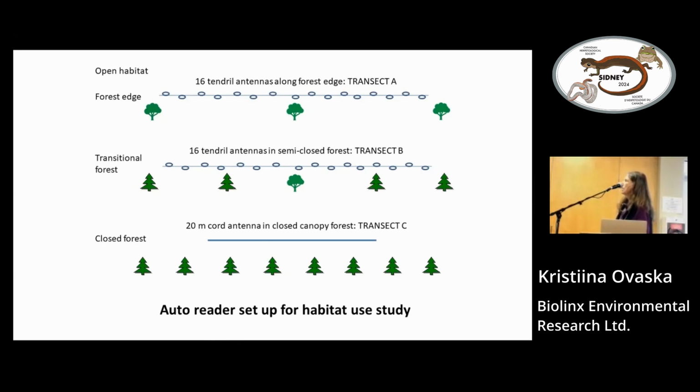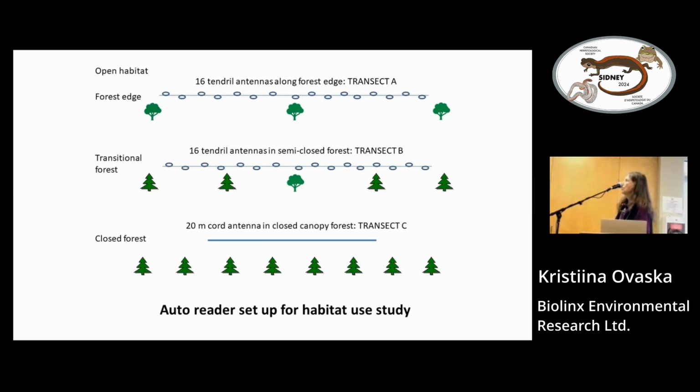Then we have 16 similar transects in the transitional forest, transitional from the opening to the more coniferous forest. And then we go into the closed canopy forest, and this is coniferous forest. And this is what we really want to find out: how much they use this closed canopy forest, if at all.